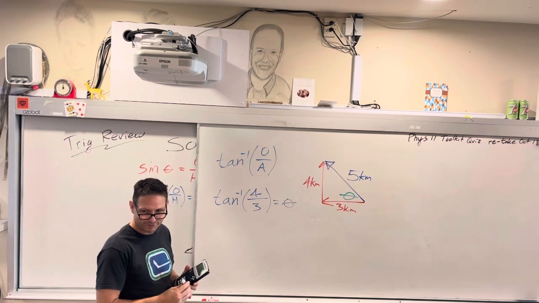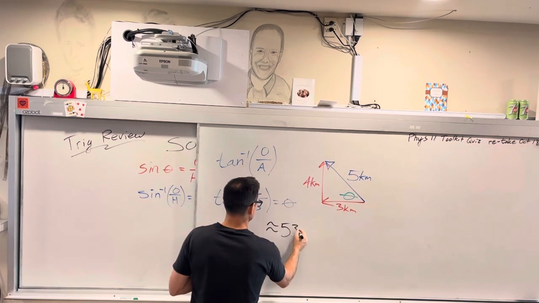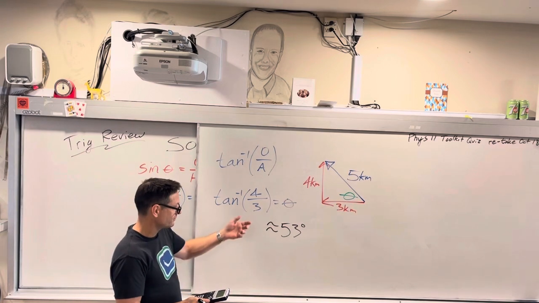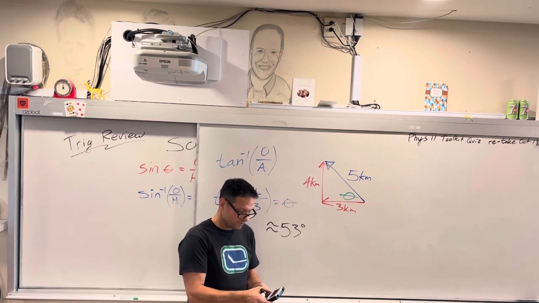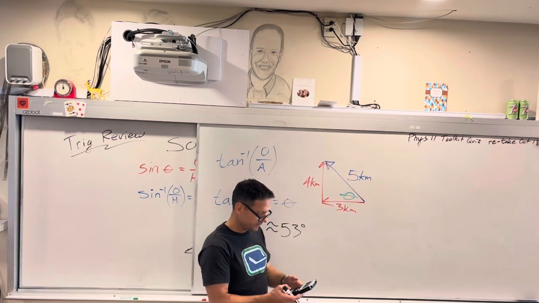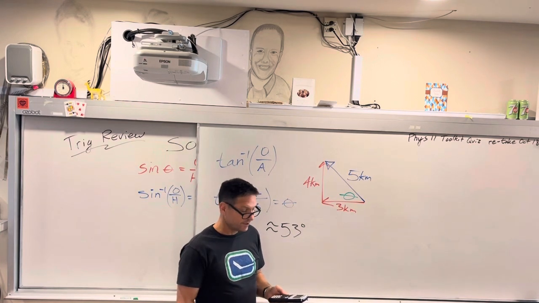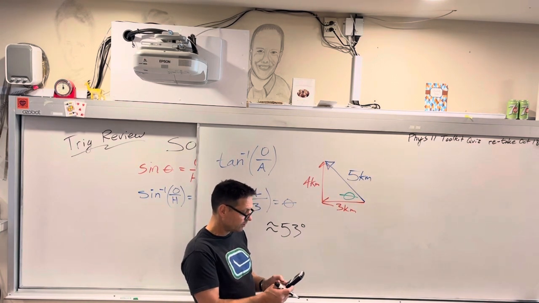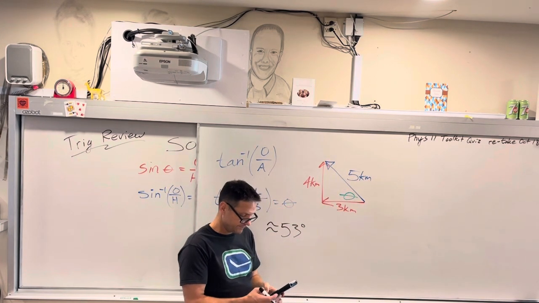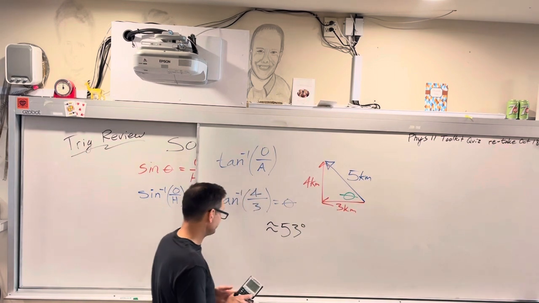Thank you, Nico. You're both right. About 53 degrees is what you should get. Now, you'll find if you do this with sine, if you do second sine of 4 over 5, because it's opposite over hypotenuse, you should get the same answer. And if you do second cos of adjacent over hypotenuse, so 3 over 5, you'll get the same answer again. You can do it any of the 3 ways.